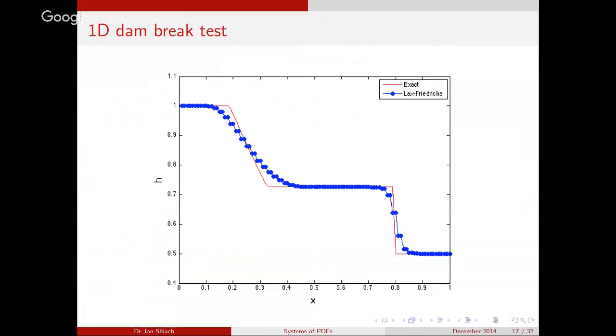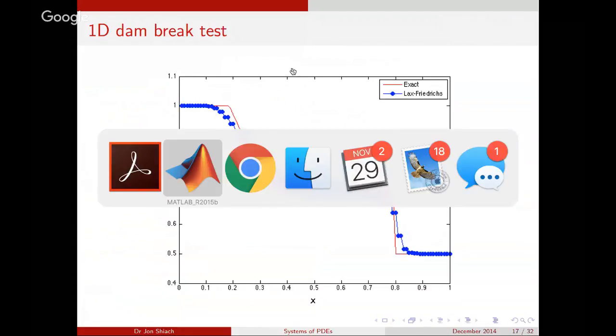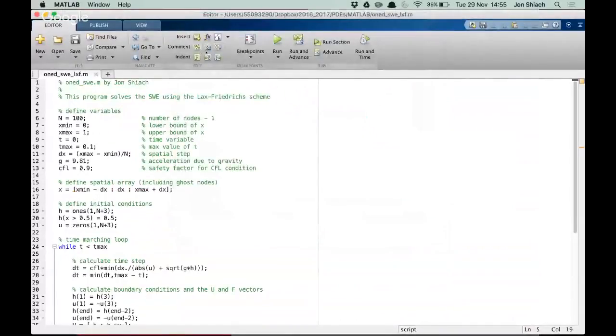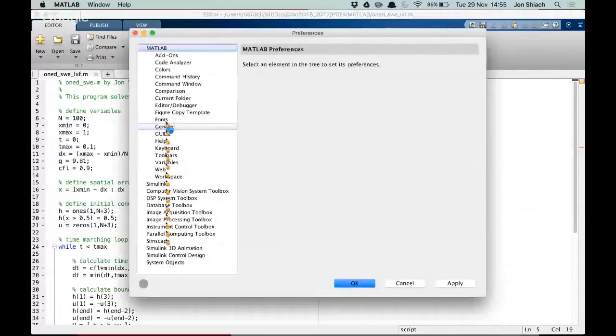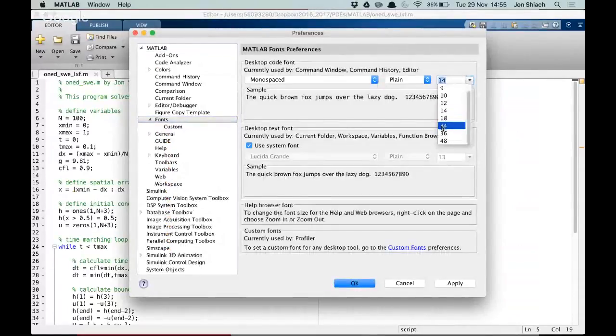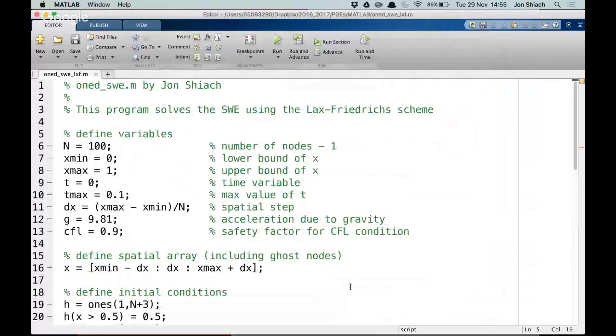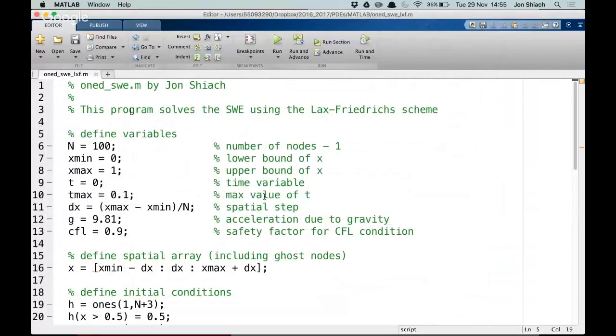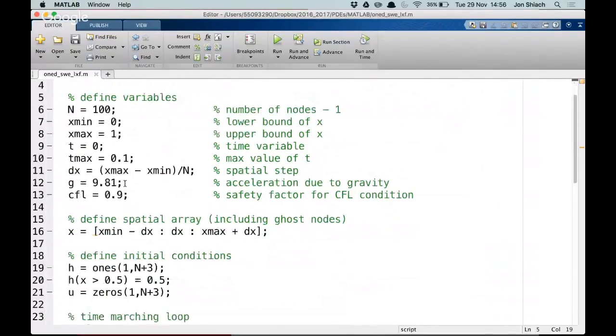What I might as well do is actually just talk you through the code for this. Just going to increase the font size a bit, just so you can see. Okay, this code should be quite similar to the advection code. Preamble, number of nodes, etc. Spatial step dx. Gravity 9.81, and I'd use a CFL or C value of 0.9. So all of that is fairly similar to the advection.